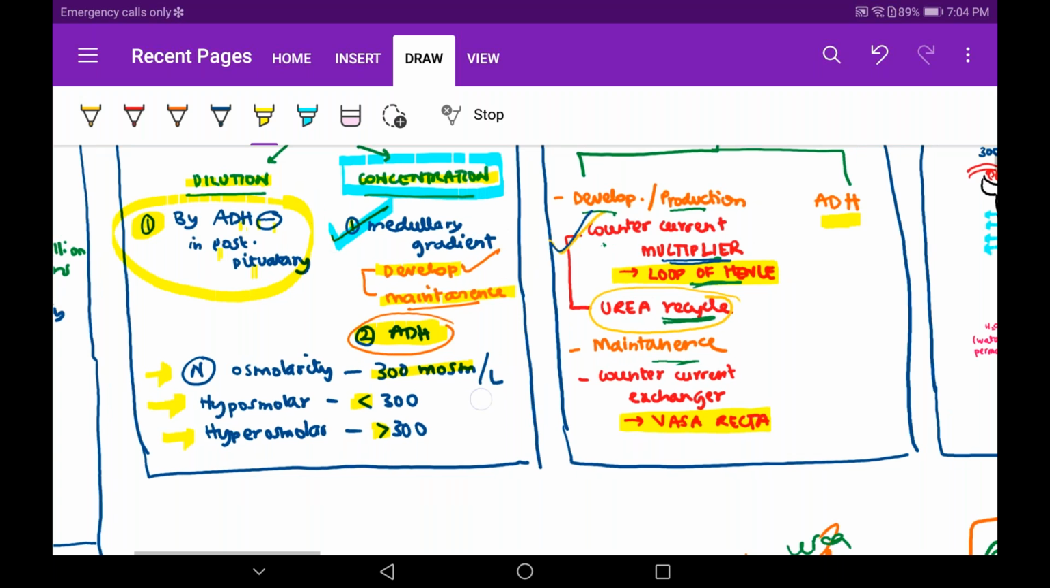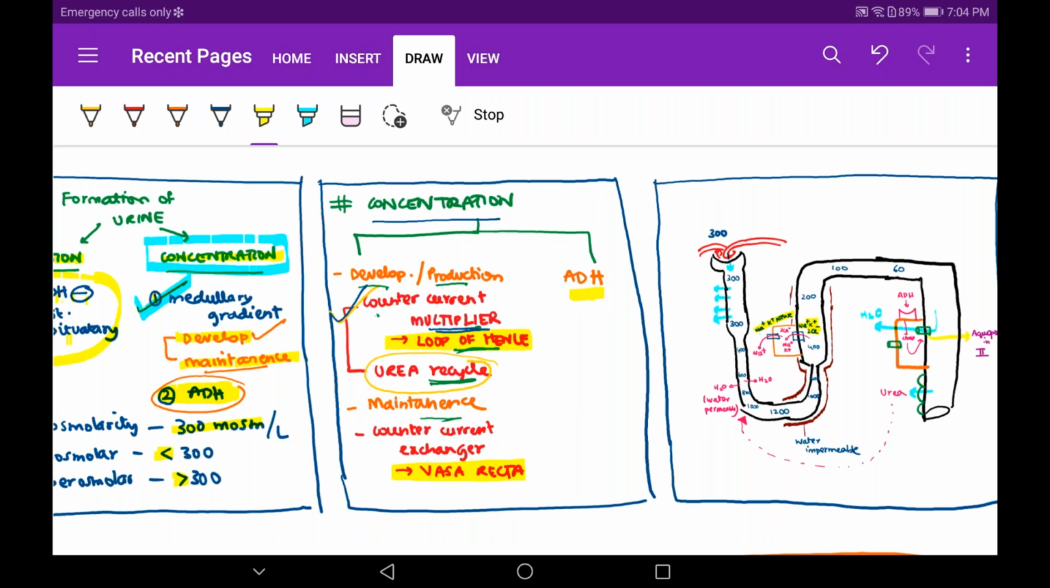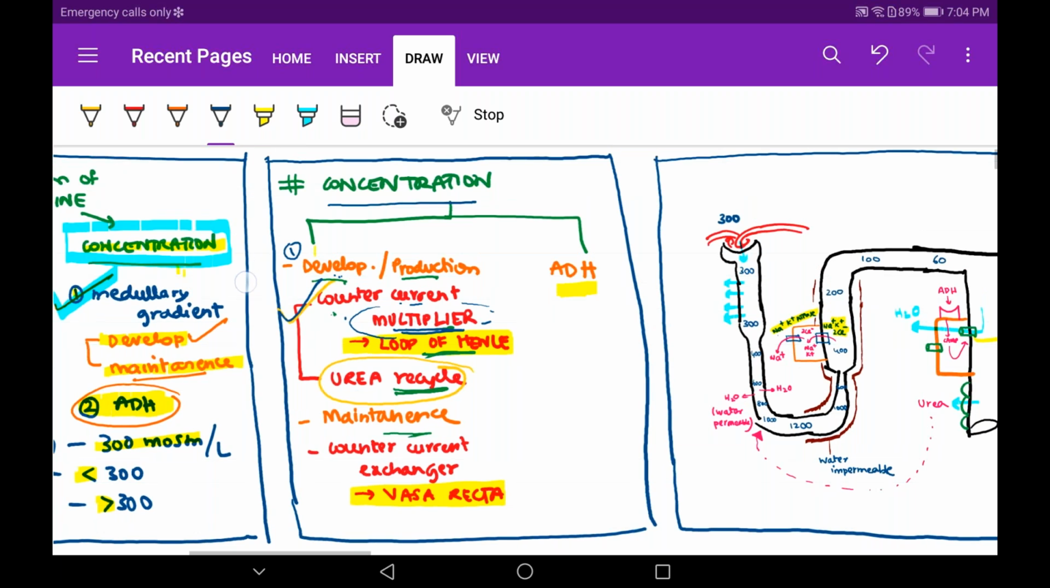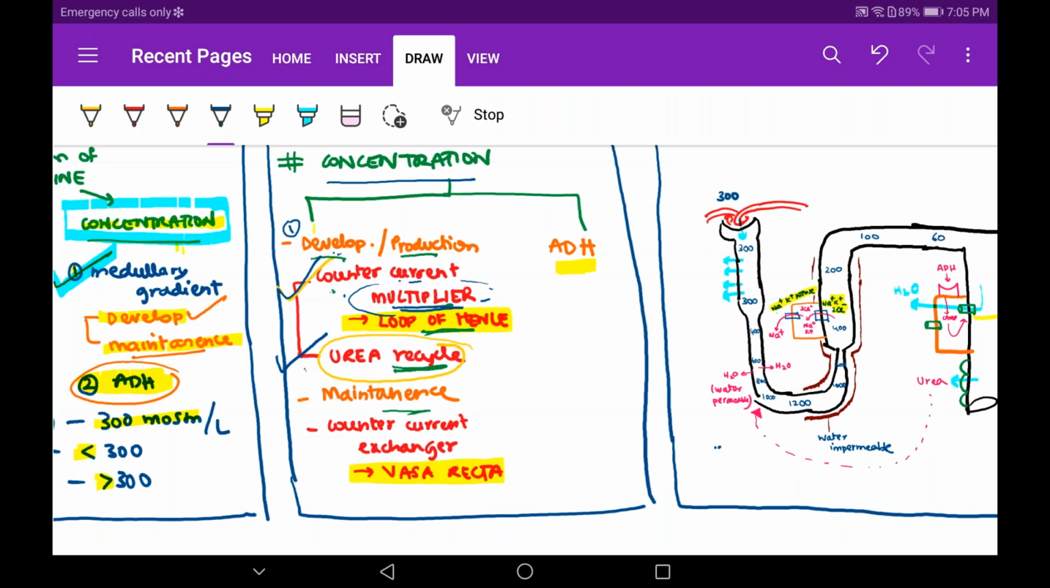So in concentration, tell me what are the things required? We have written over here only, right? Here we have written more in detail. So now focus over here. Yes, first aspect is development. How the development of concentration occurs. Yesterday we have dealt with the, yes, our multiplier, how it multiplies the osmolarity of the interstitium, right? How does it occur? With the help of the loop of Henle. I will draw the diagram and explain in the right aspect of the page. Now, yeah, another aspect which helps in the development of the concentration or development of the hyperosmolarity into the interstitium is, yes, urea recycle. We will be coming to that topic.